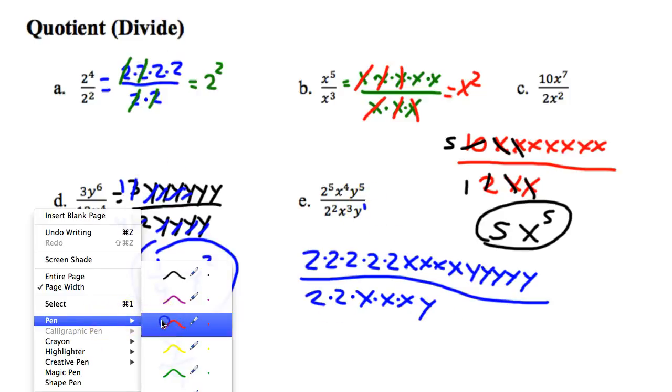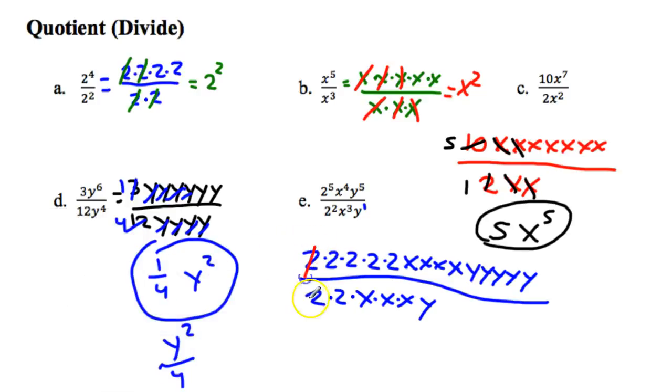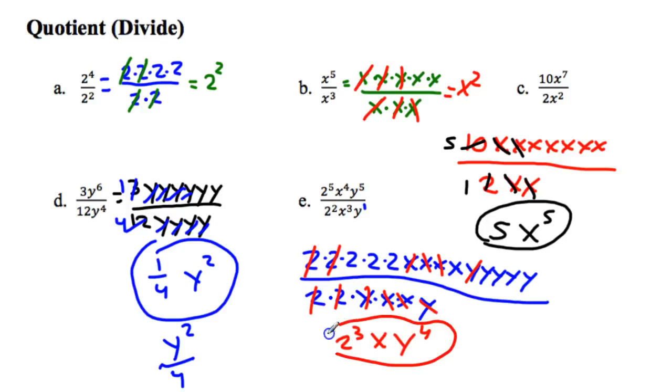Let me cancel some stuff out. So there's a 2 and a 2. A 2 and a 2. X and an x. X and the x. X and the x. And then a y and the y. So on the top I have 2 times 2 times 2. 2 cubed. We've got an x. And then 1, 2, 3, 4. Y to the 4th power. There we go. That is it.